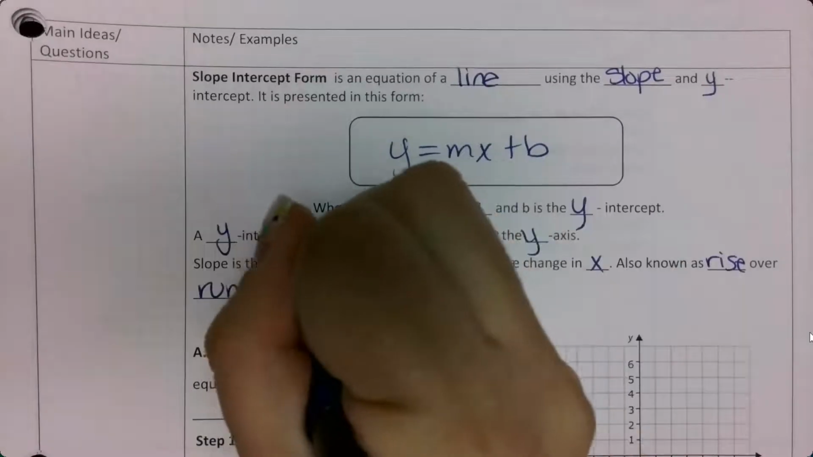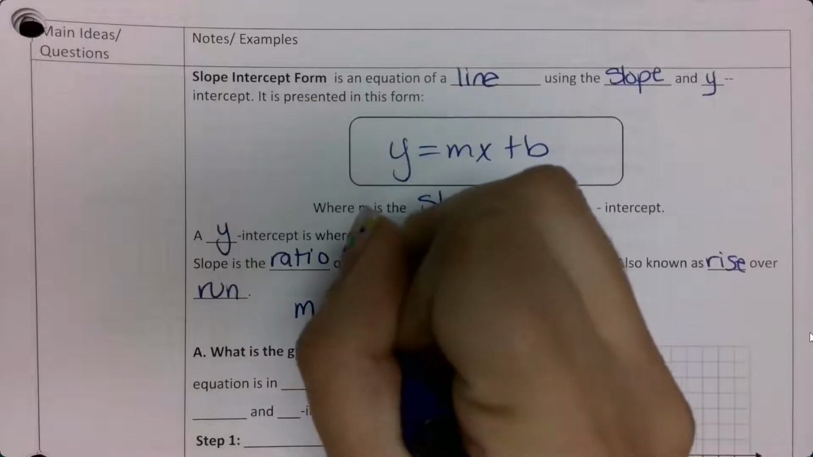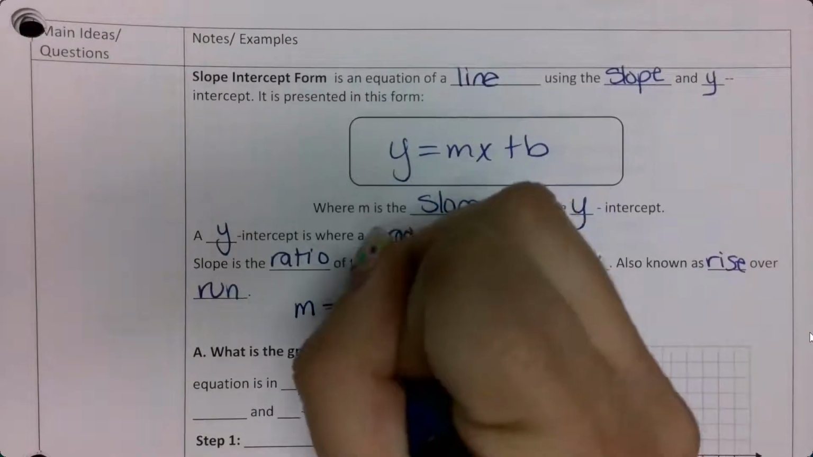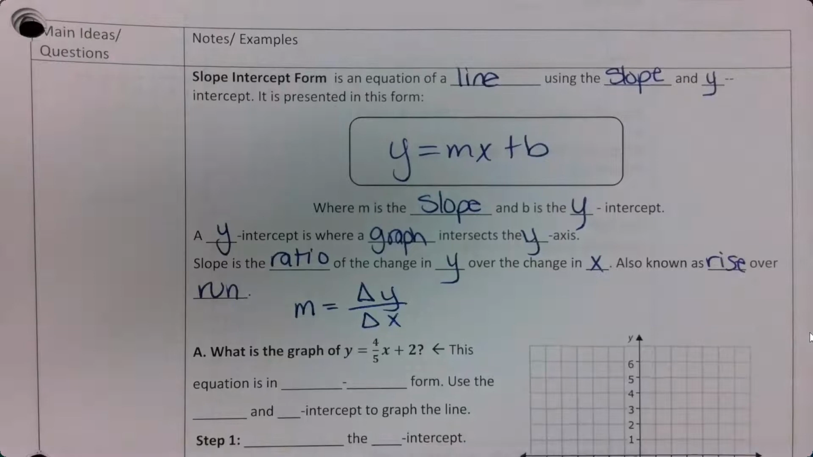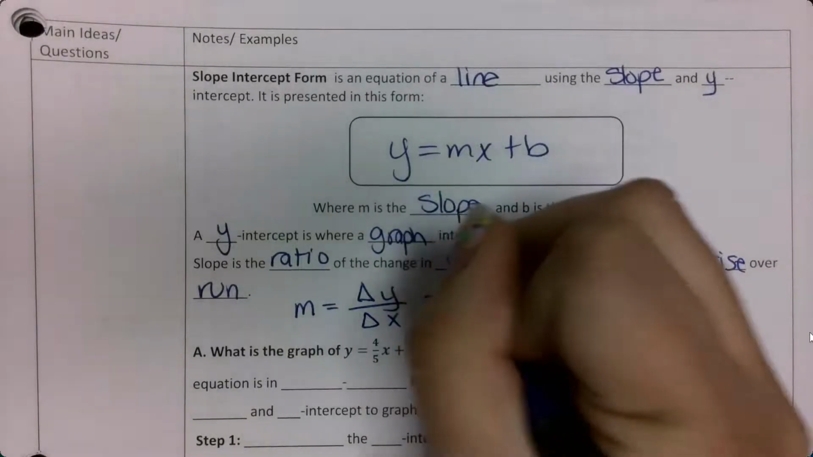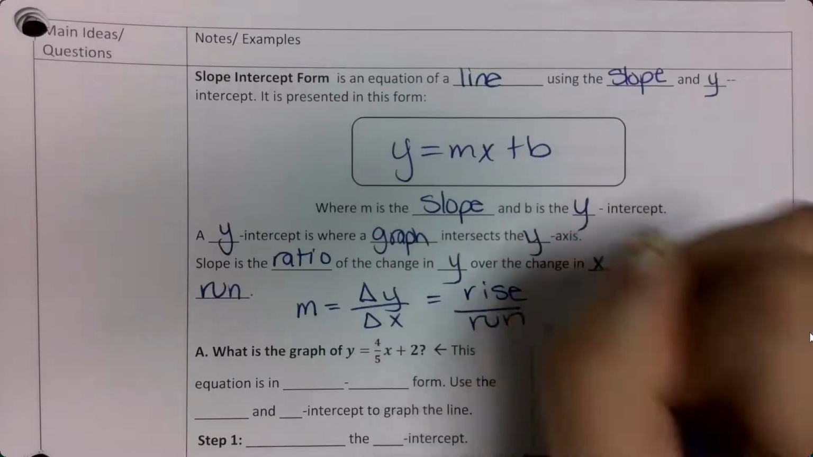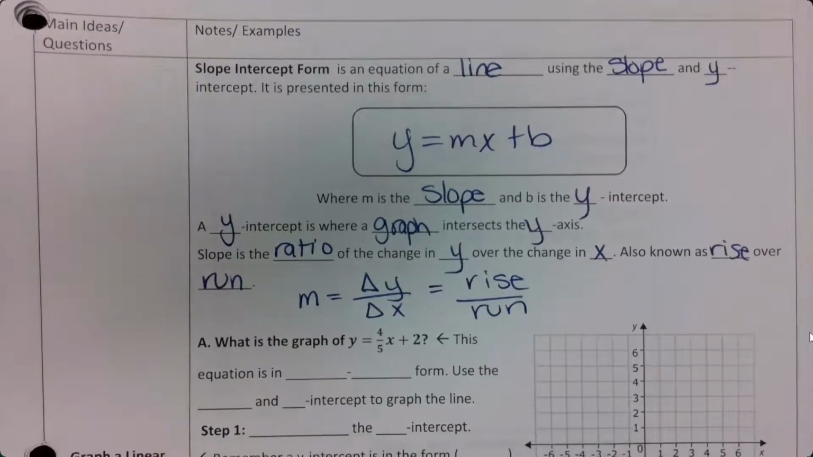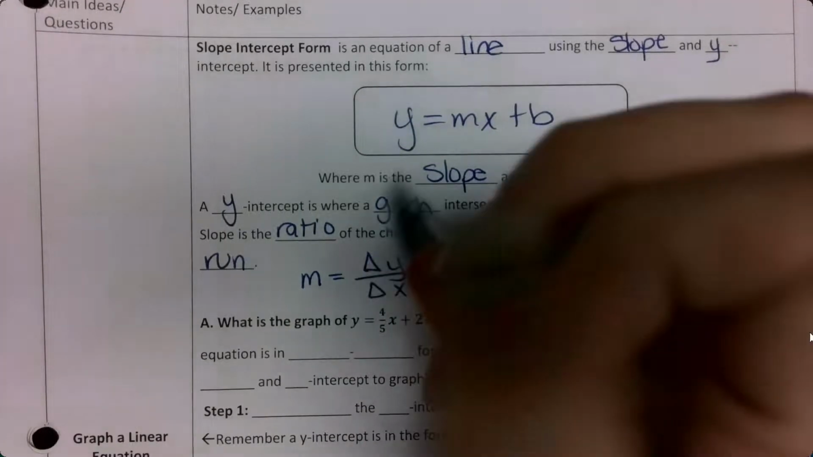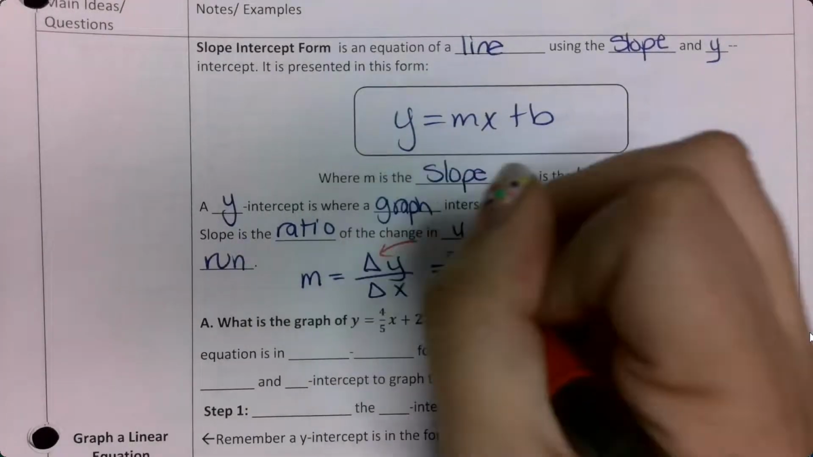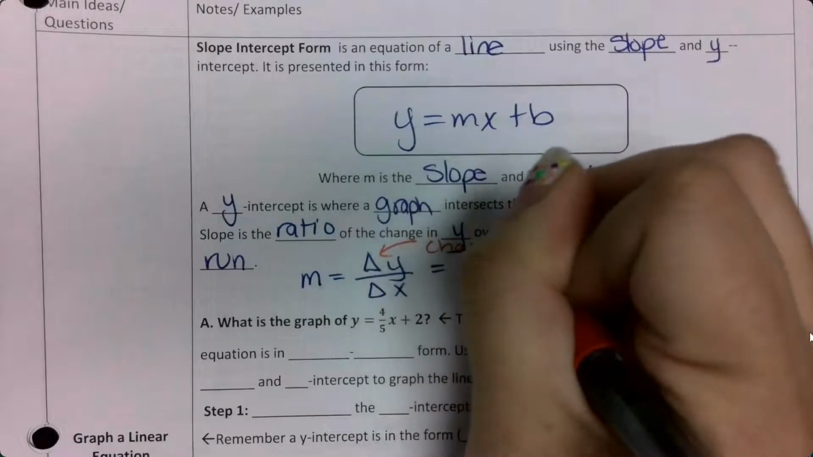Okay, so I'm just going to rewrite this here. So I have m is the change in y over the change in x. We use triangles, which is the Greek letter delta for change, which is, again, rise over run. Great, so you should be awesome at this chapter.